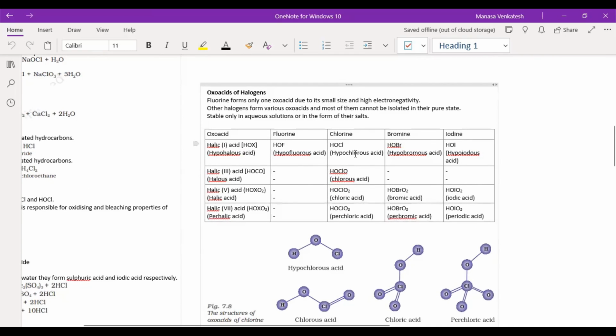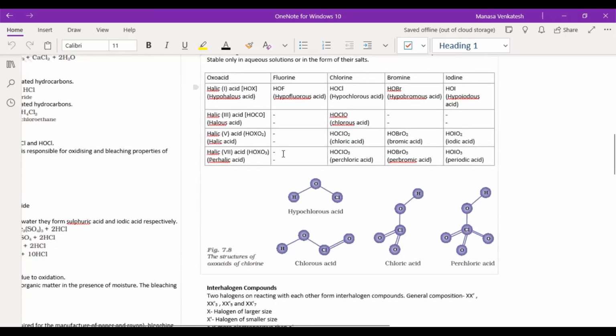Do not sit and learn all of these by heart. If you just learn this, and if you learn which of these are formed, like chlorous acid alone is not formed by all of them, it's only formed by chlorine. Remaining, all of the acids are formed by all the elements. Leave out fluorine from the list. All I'm trying to say is, do not learn each of these separately. Just learn which of them are formed by which of the elements itself.